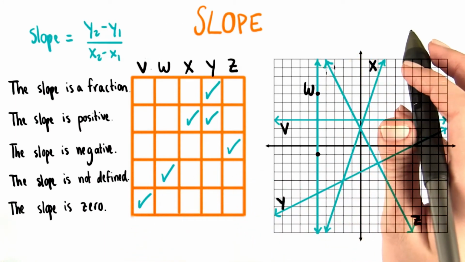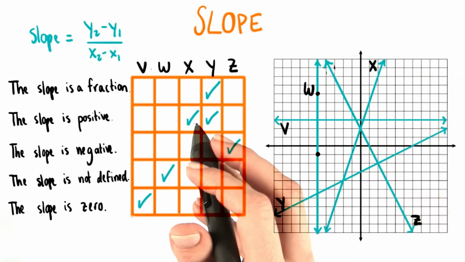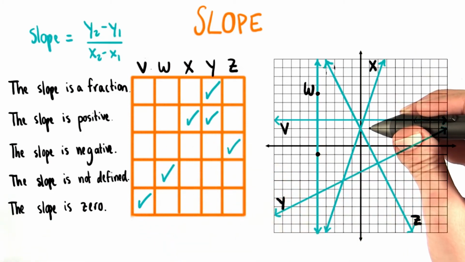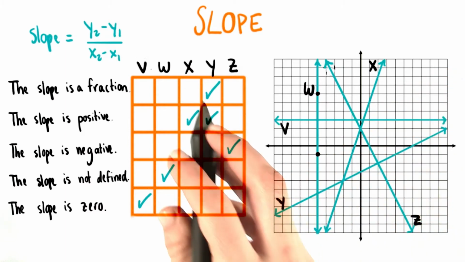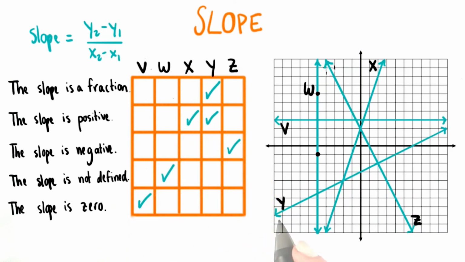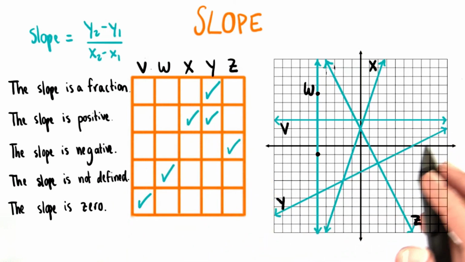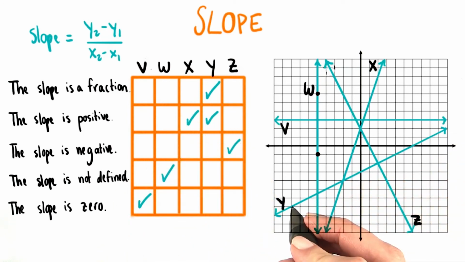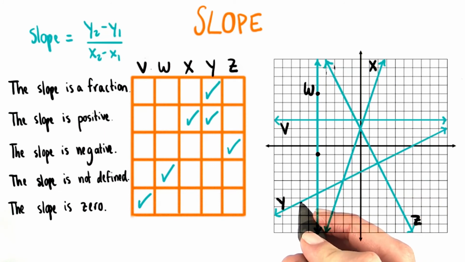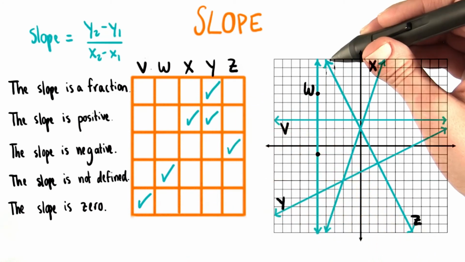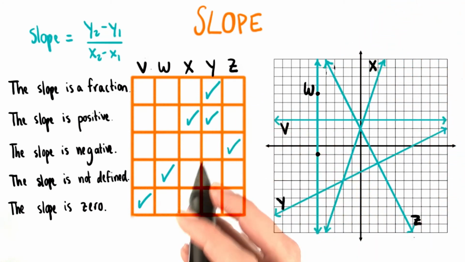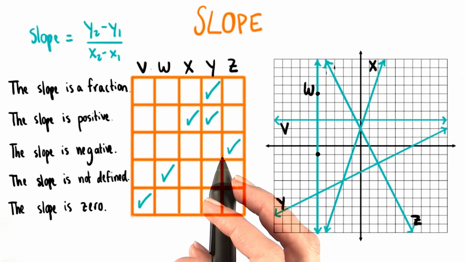Line x is pointing up to the right, so its slope is positive. And if we step over 1 to the right, we have to step up more than 1 to rejoin our line, so its slope is not a fraction, it's greater than 1. The line y also has a positive slope, but if we pick a point and move over 1 to the right, we have to move less than 1 unit up to rejoin the graph, so this slope is a fraction. Line z points down to the right, so, as we saw before, its slope is negative.